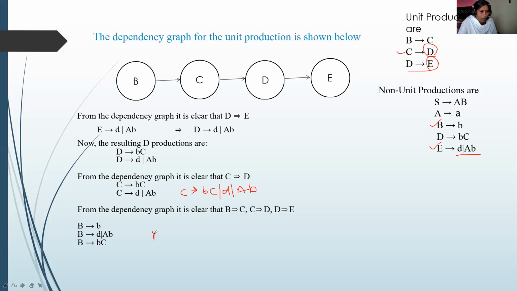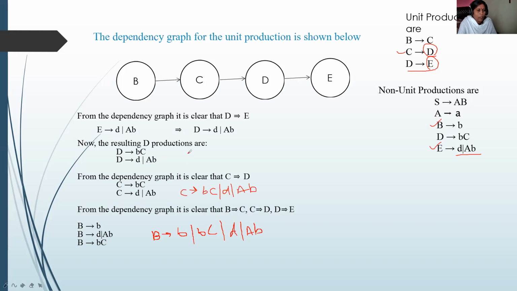That is, we can write the grammar as B produces, because already B produces B is a non-unit production, B produces B will be as it is. Then we have to write the non-unit productions of C. These are the non-unit productions of C. That is, we are going to write it as B, BC or D or AB.